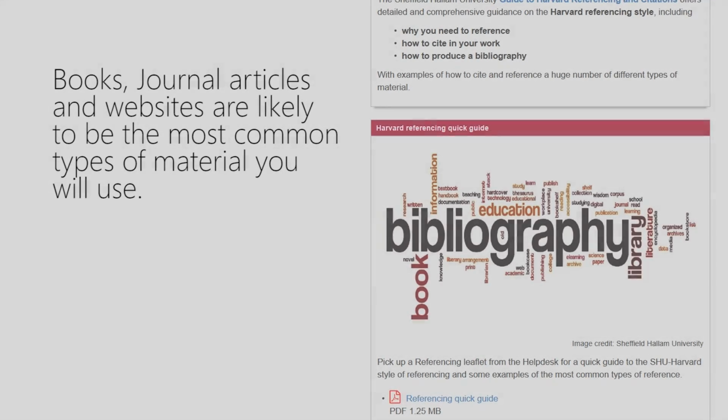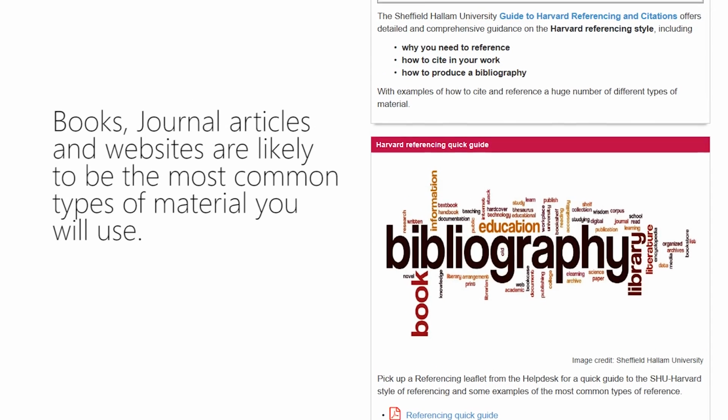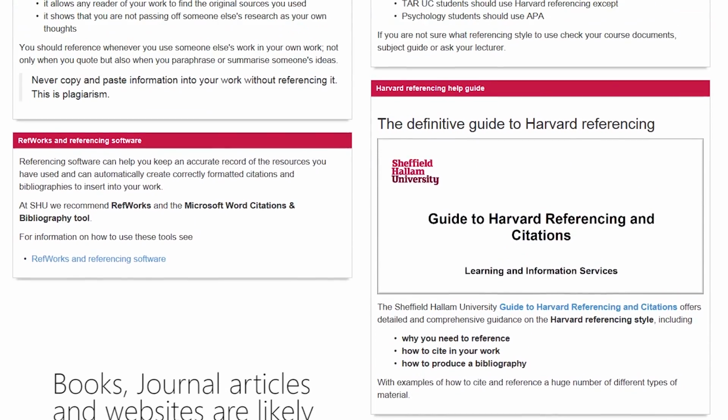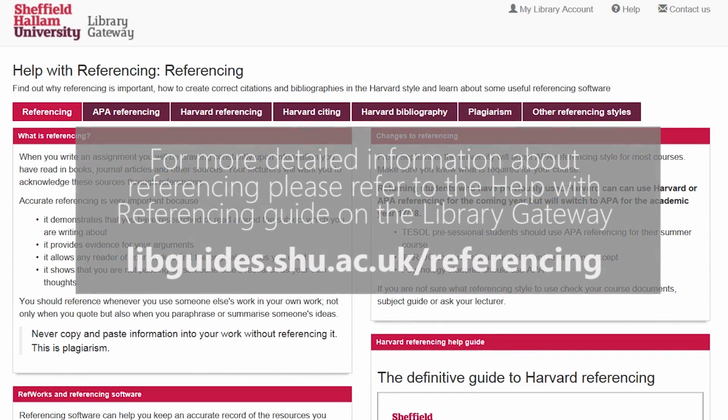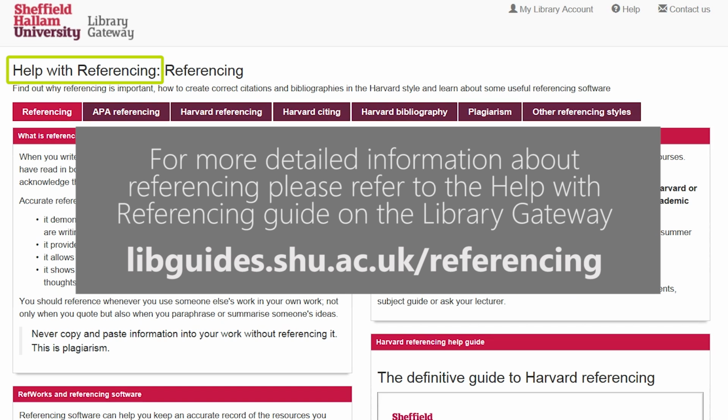Books, journal articles, and websites are likely to be the most common types of material you'll use. For advice about how to reference other sources in the APA referencing style, please refer to the Help with Referencing guide on the Library Gateway.